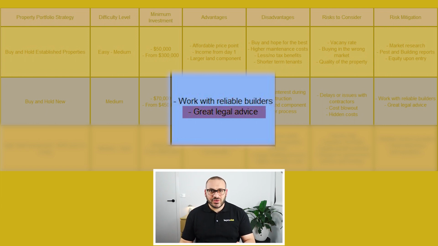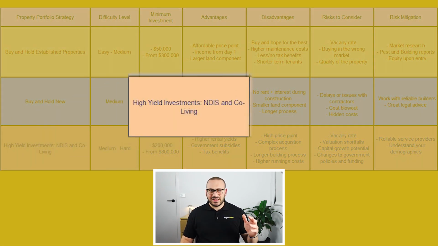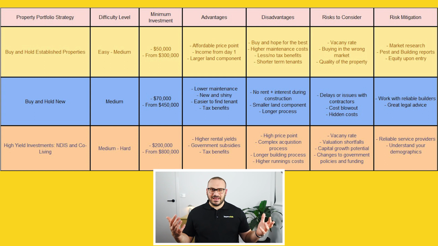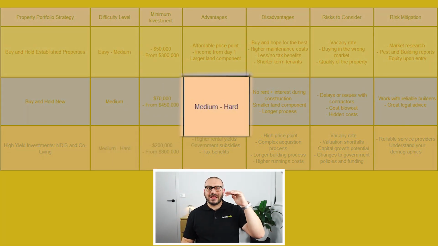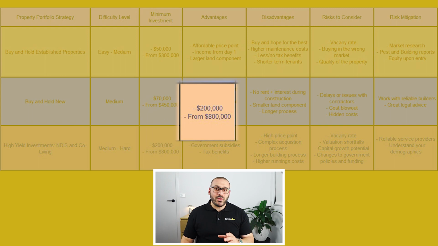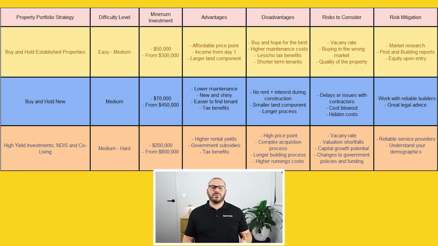Not to mention, it's great to have a solicitor review your contracts and give you the go-ahead before you exchange with the builder. The last strategy, or the third strategy that I want to talk to you about today, is high-yield investment properties. Most investors obviously love them, and most investors today are talking about NDIS properties and co-living properties. These investments rank on a medium to high difficulty level, and they generally require a $200,000 deposit and a higher borrowing capacity. The advantages of this property are quite obvious.